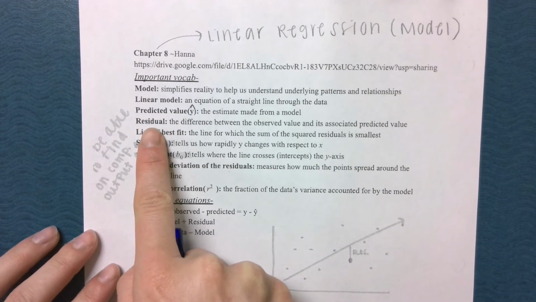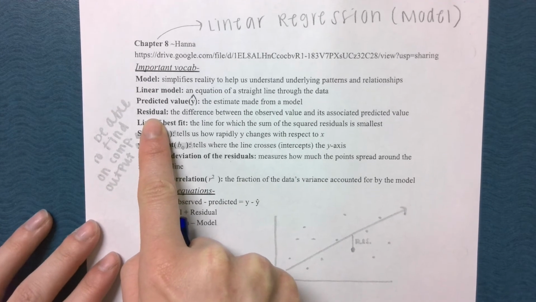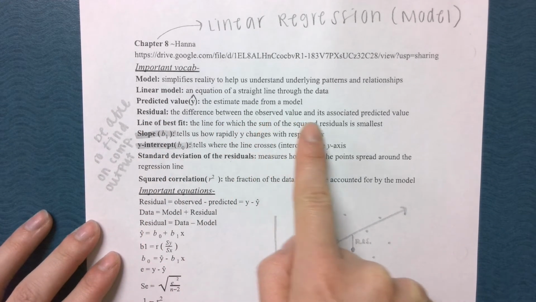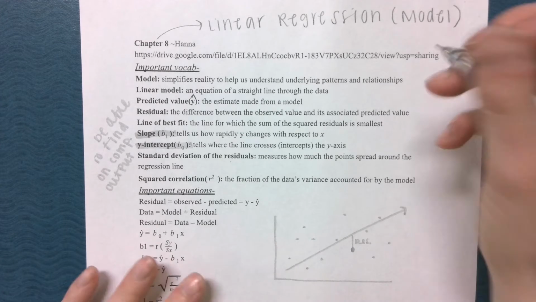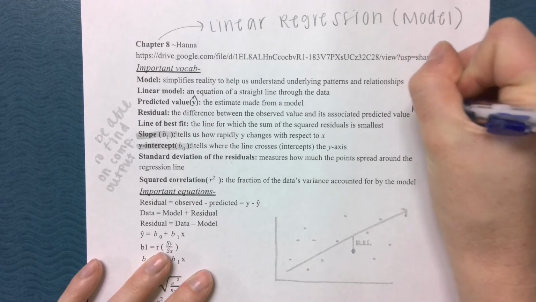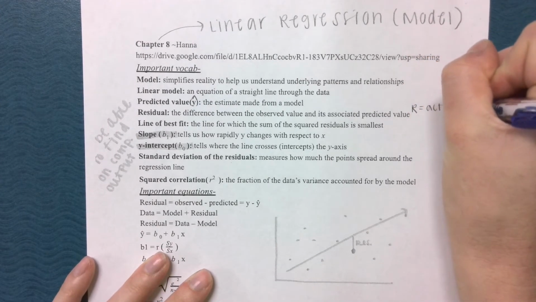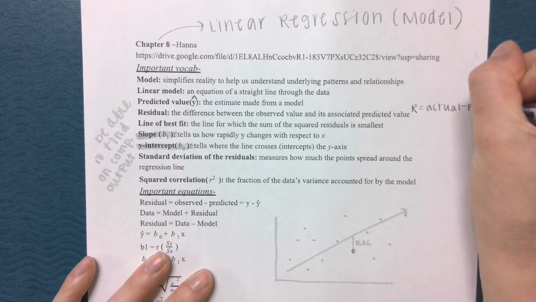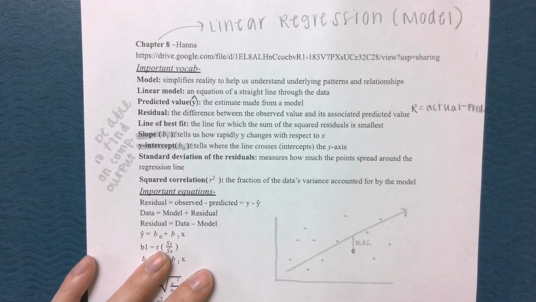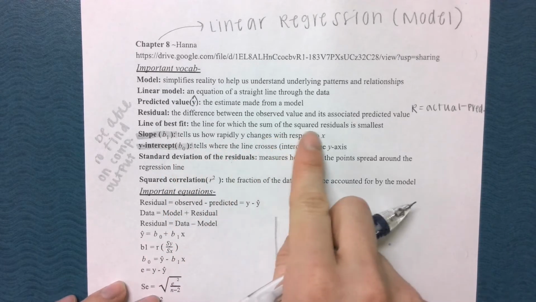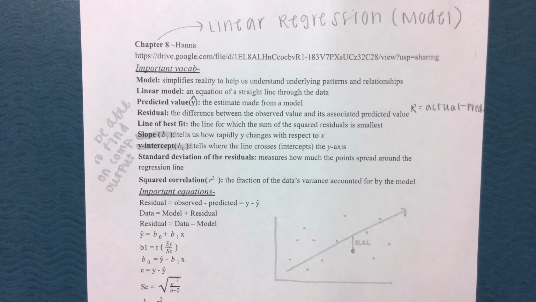Okay, residual is a common word. Residual is the difference between the observed value and its predicted value. So residual, I always think of as your actual minus your predicted. Line of best fit is sometimes called the least squares residual line. Sometimes it's called that, but that is basically just your line of best fit or your linear regression.